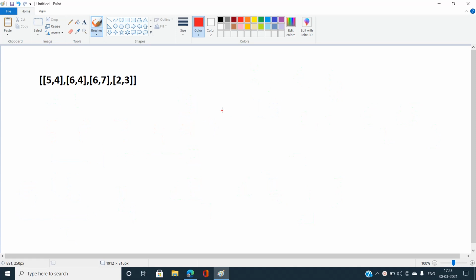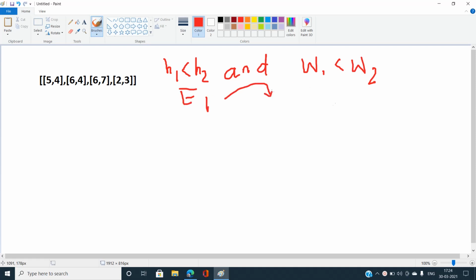Okay, so here I've taken the examples as you can see. Now let's find out the dynamic programming solution of this, that is the modification of the longest strictly increasing subsequence of this array. Okay, so the condition is, you can see, h1 should be strictly less than h2, and w1 should be strictly less than w2. Then we can say e1 can be put inside e2. Okay, so how are we going to do that?